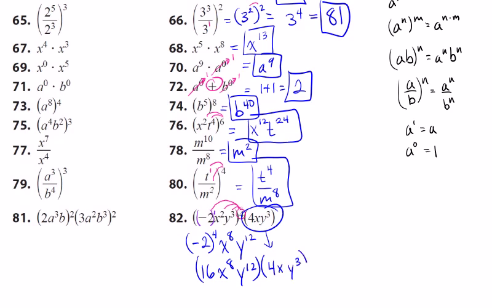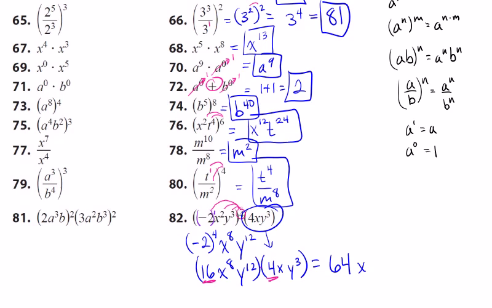4xy cubed. Okay, so now we're multiplying bases. So we're going to use the product rule, right? But before we deal with the exponents in the product rule, we just have 16 times 4, right? So those are normal numbers, so we'll just do normal number things, right? We'll just multiply them. 16 times 4 is 64. Okay, so we don't add them, right? Those are just normal numbers, so we just multiply them like we normally would.